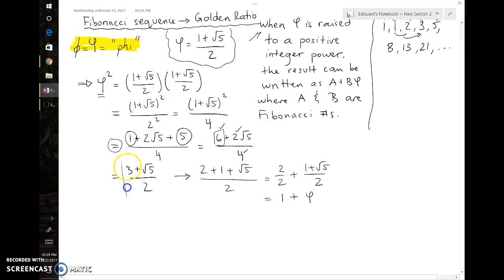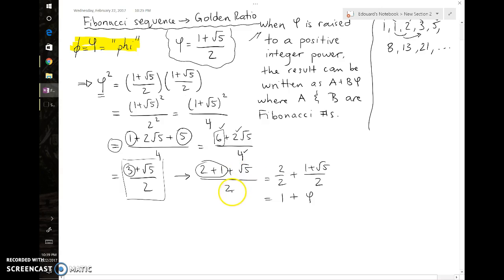When you have this number here, 3 plus square root of 5 over 2, it doesn't really tell you much. You don't see the relationship to the number phi you started out with. But look, you could write 3 as 2 plus 1. And I know it's not intuitive why, but here is why. If you write it this way, you have 2 plus 1 plus square root of 5 all over 2.